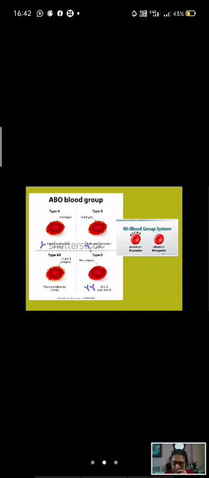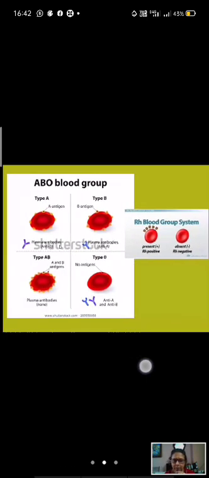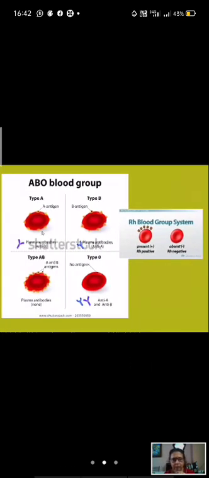This one, just to show the antigen on the surface of the RBC and the antibody in the plasma. According to Landsteiner law, the antigen present on the RBC, the corresponding antibody must be absent here. So as A antigen is present, anti-A must be absent here. This is Landsteiner law 1.